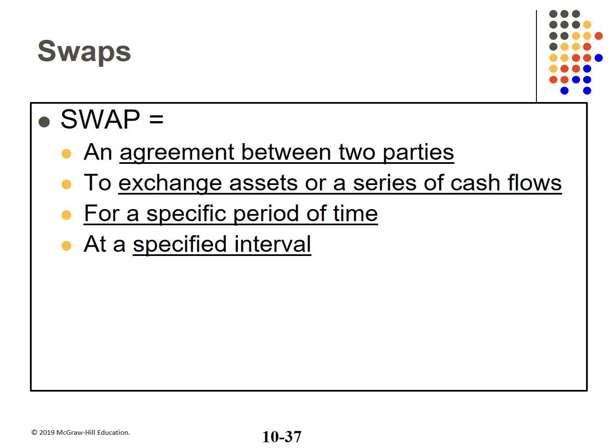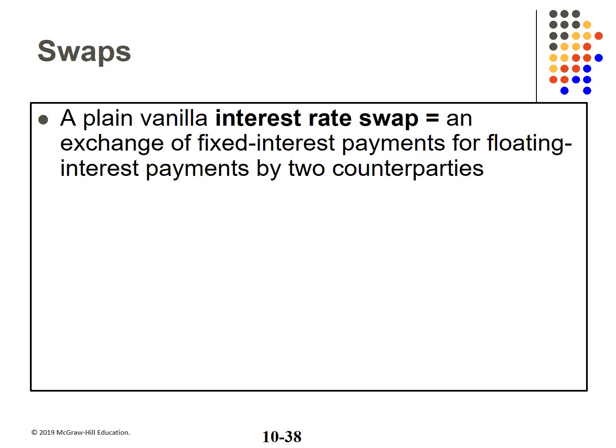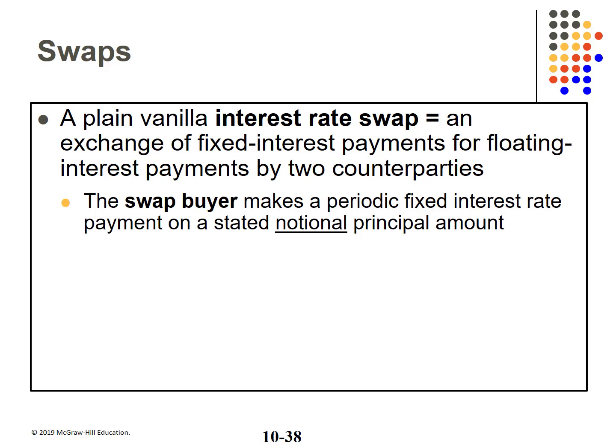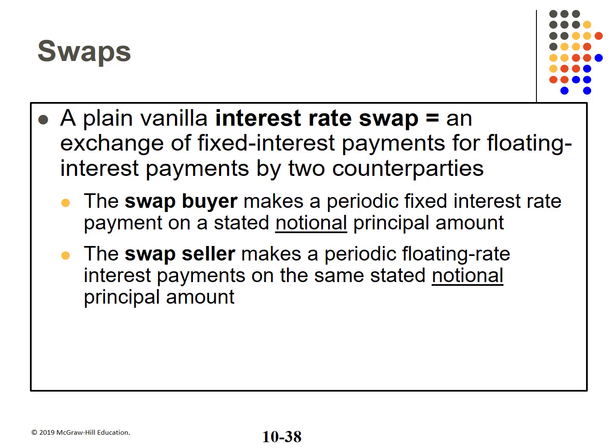Our last type of derivative, swaps. Swaps are an agreement between two counterparties to exchange assets or a series of cash flows for a specified period of time at a specified interval. A plain vanilla interest rate swap exchanges fixed interest payments for floating payments. The swap buyer makes periodic fixed payments on what is called a notional amount. The seller makes floating rate payments on the same notional amount. No principal ever changes hands.